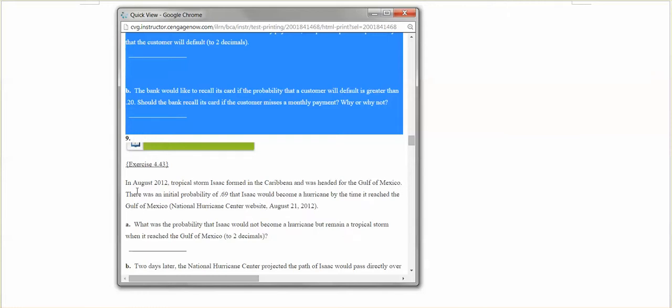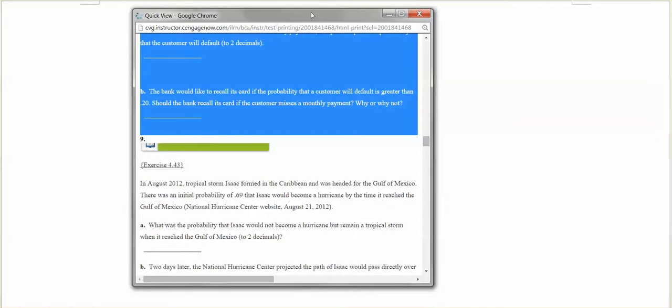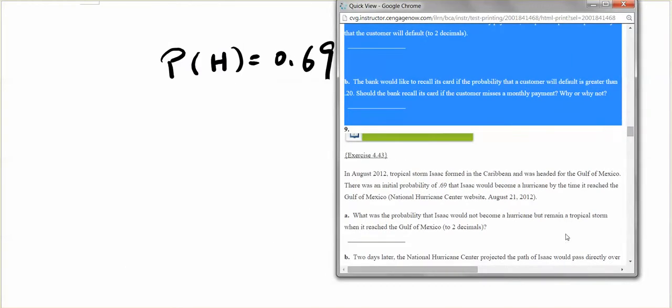So let's read the statement again. There was an initial probability of 0.69 that Isaiah would become a hurricane by the time it reached the Gulf of Mexico. So obviously, the 0.69 is the probability for the hurricane. So we use the H, the initial letter of hurricane, to label the event of a hurricane. So the probability of a hurricane is 0.69.